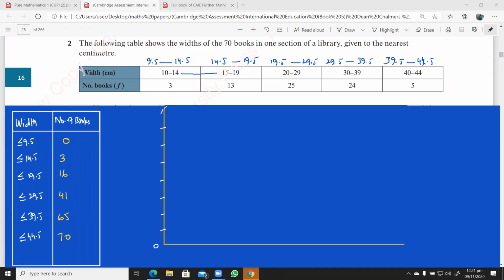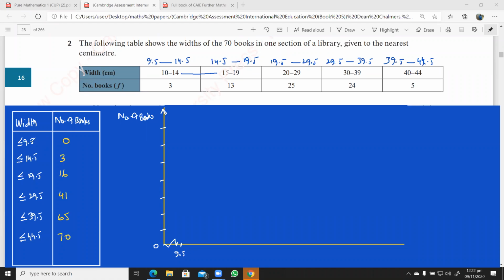Now, girls, I'm committing a crime over here. The crime is that this cumulative frequency curve is always drawn on a graph paper, but I'm just showing you on a plain paper. So that is literally a crime. When you draw this, you must draw it on a graph paper. You have to give the scale as well.